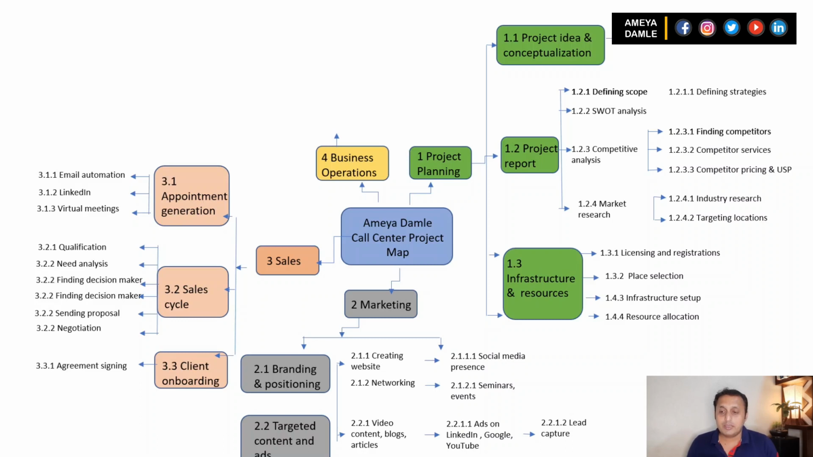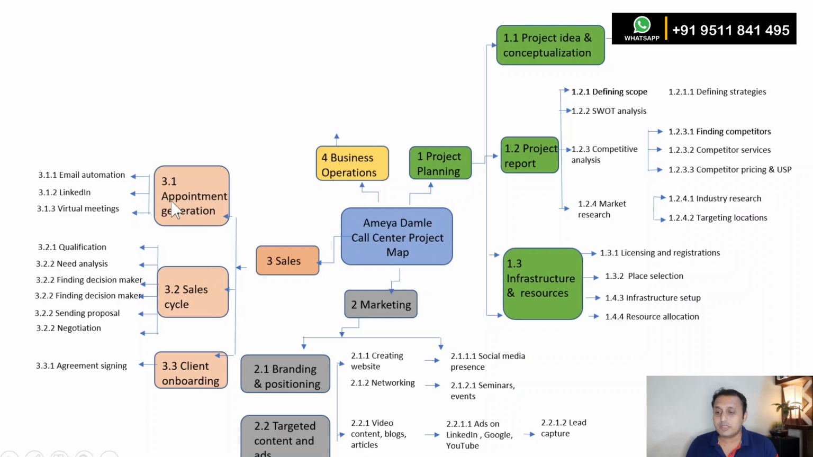Now, after marketing, the next thing is about sales. Many people focus more on sales and less on marketing, but marketing and sales go hand in hand, especially in the international market. If you're entering, only focusing on sales is not going to help you. So let's check out what the activities are when it comes to sales. It's divided significantly into three parts. Very first thing is appointment generation, second is sales cycle, and the third thing is client onboarding.